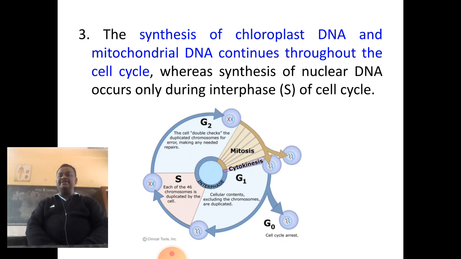Point 3 is synthesis of cytoplasmic organellar DNA, that is, mitochondrial DNA and chloroplast DNA, is continuous throughout the cell cycle. So, as the cell divides and redivides, the DNA content of the mitochondria as well as chloroplast also divides. But this is not the case with the nuclear DNA. Nuclear DNA will be synthesized only during the S phase of the cell cycle, that is the synthetic phase.